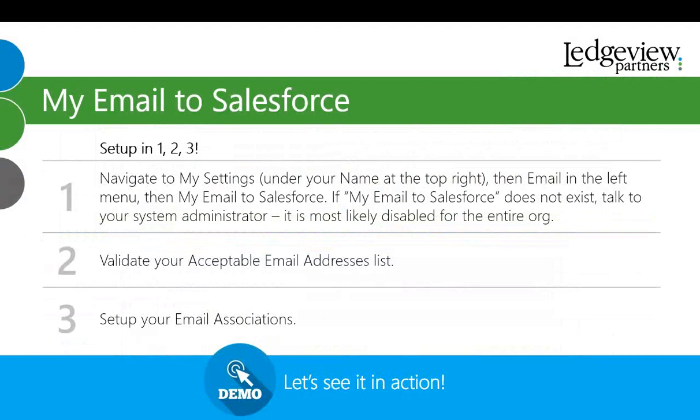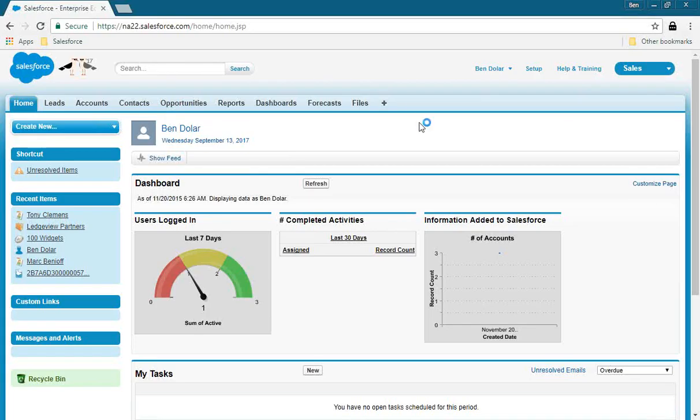And then lastly, your email associations. How do we want to handle these? Do I just want to throw everything into My Unresolved? Do I want to try to automatically link against leads and contacts or opportunities, etc.? So let me jump into our org here. We have a demo org, and I'll show you where this is all set up.